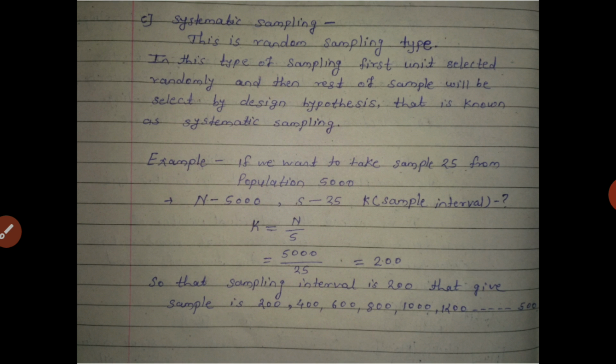The first sample is selected at the 200 position of this population, then the second sample is selected at the 400 position, then the third one at the 600 position. So the sample is selected systematically, that's why it is called systematic sampling.